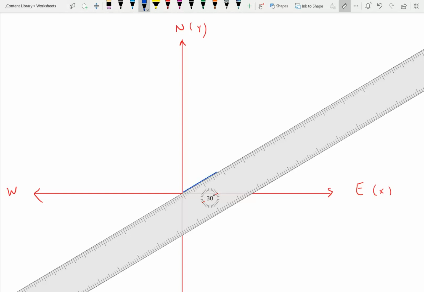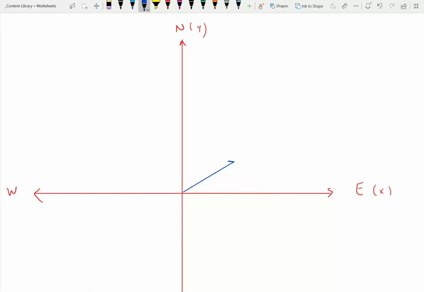1, 2, this is 3, 4, 5 and 1 tick. So there is my first. There's vector A. This angle here was 30.0 degrees. And now at the end of vector A, I put vector B. So vector B is at an angle of 40 degrees.